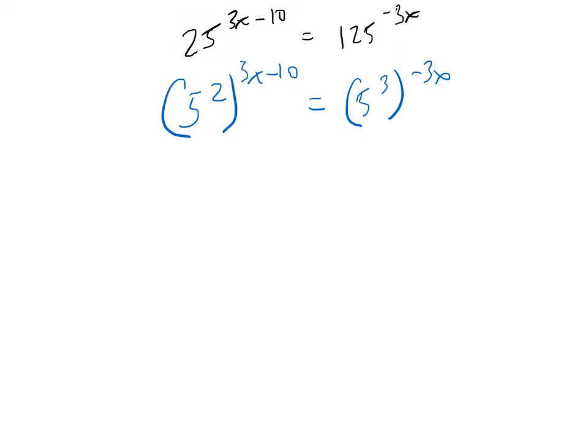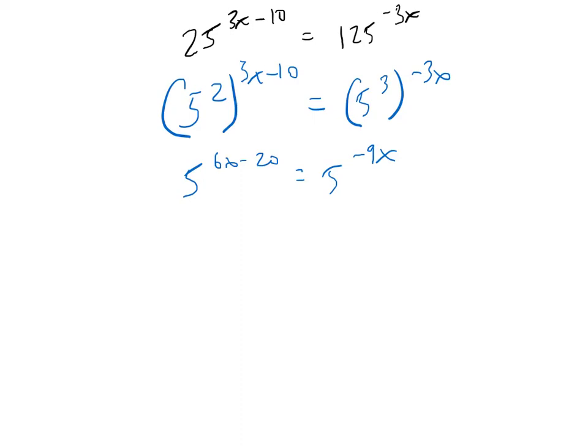So I've taken this 25, written it as 5 squared, this 125 written as 5 cubed. Now I have to deal with my exponents, so I know I have 2 raised to 3x minus 10, and so I'm going to have to multiply that. So I'll get 5 to the 6x minus 20, because I have to distribute that 2. On the right side, I'll have to multiply my exponents, so I get 5 to the negative 9x.